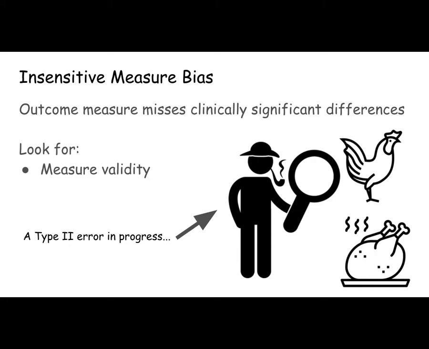And what I mean there is, did they either cite another study that says we know this measure is valid for this population and this application, or did they demonstrate validity during the study?